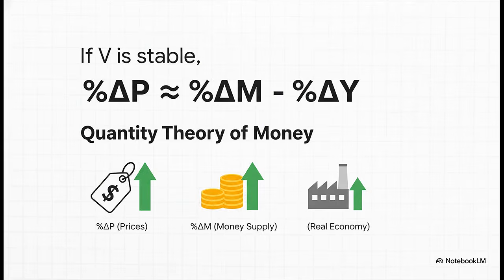Okay, so here's where this whole thing becomes super useful for figuring out inflation. If we make one simple assumption, that the velocity of money, V, stays pretty much the same over time, we can simplify the formula. It tells us that the rate of inflation, which is the change in P, is roughly the growth rate of the money supply minus the growth rate of the actual economy.